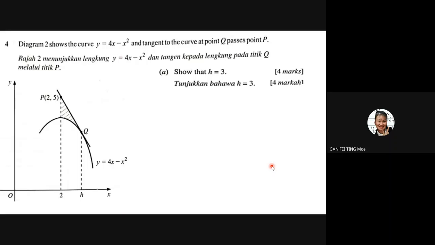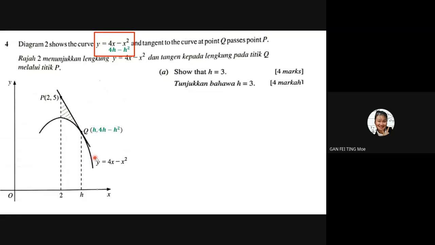Okay, now let's continue to this. So in this question, I was given the curve. I was given the keyword tangent here. So now how are you going to connect the curve to the tangent? This is the curve, okay? I change the x into h. Okay, I change the x into h.